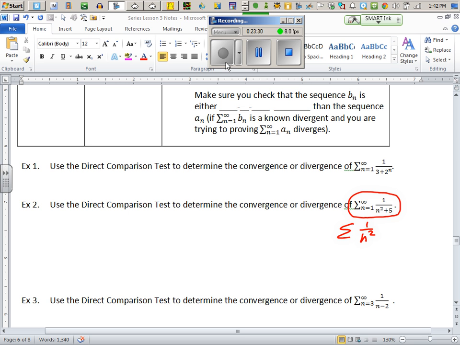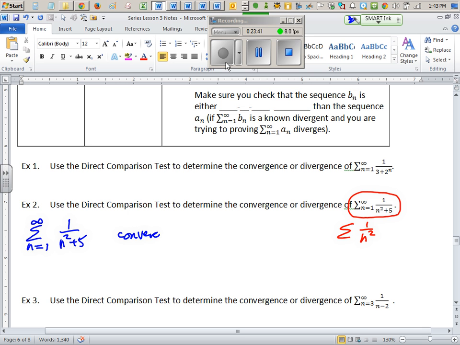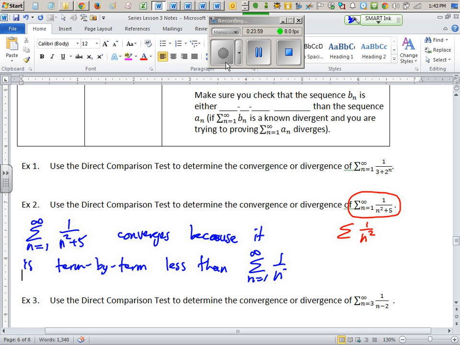Okay, so we're going to compare it to this. We could use the integral test, but we're doing DCT today. So you would just simply start in on your blue sentence and say, I believe that this converges because it is term by term less than this series, which is a convergent p-series. So it's almost exactly the same sentence as example 1.